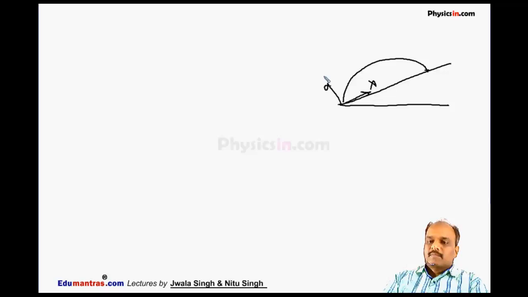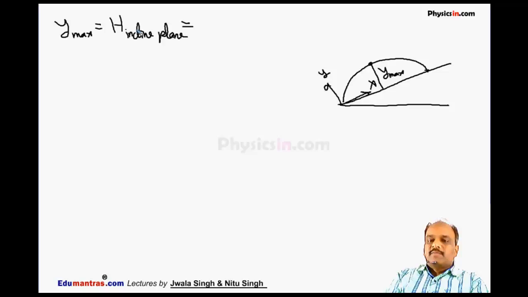Now, when this particle projected from the ground strikes the inclined plane, consider the y coordinate, since this is our x-axis and this is our y-axis. This is the highest point from the inclined plane, so this is y max. Y max is also called the maximum height from the inclined plane, and it is represented by capital H.